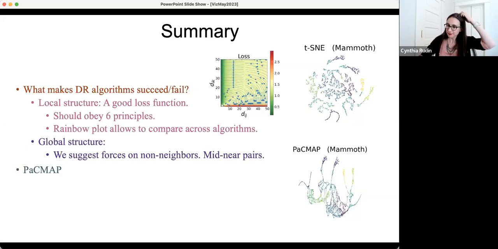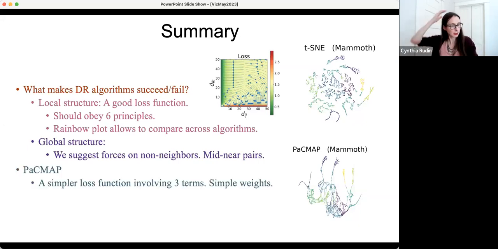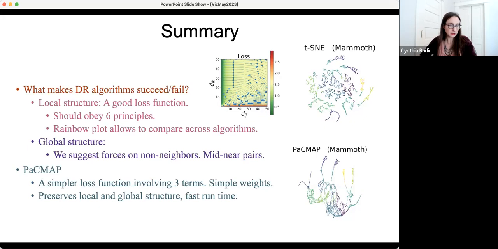So we introduced PacMAP, which is a very simple loss function involving 3 terms. It has very simple weights. It preserves both local and global structure. It has fast runtime. And hopefully it'll give you some information you can glean about what's actually in that high dimensional data so that you can be a responsible decision maker.